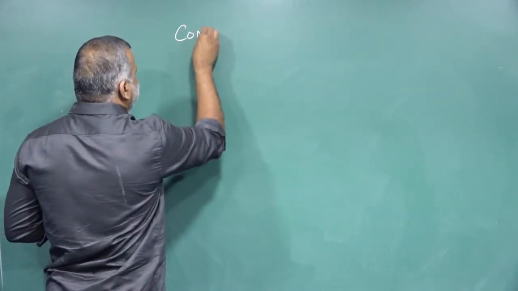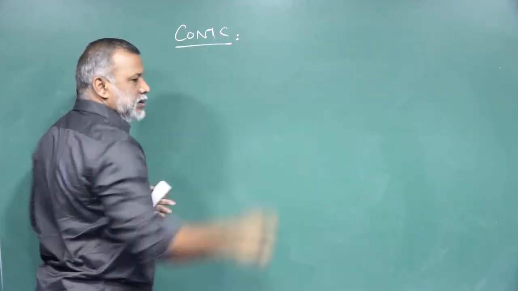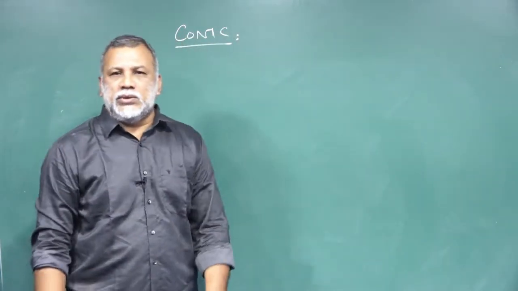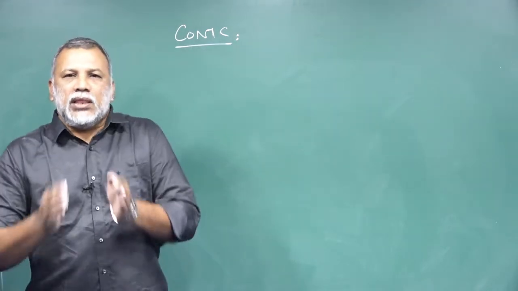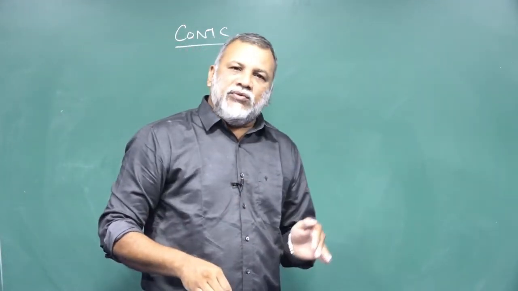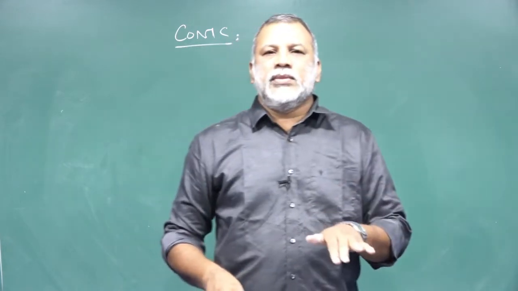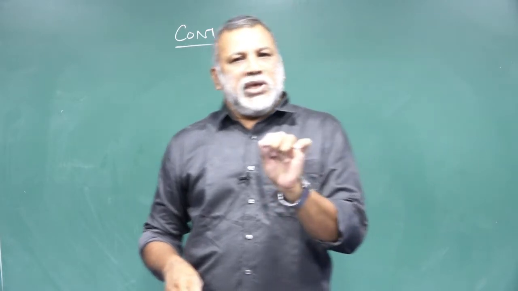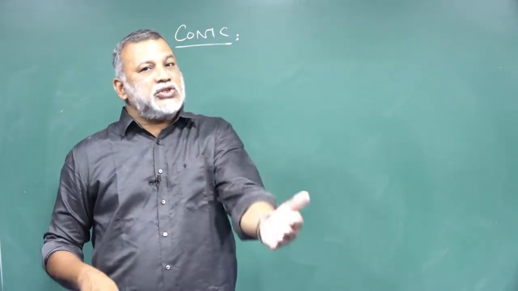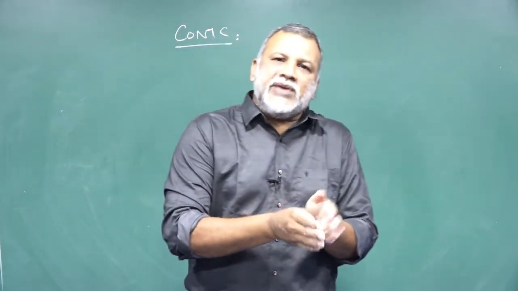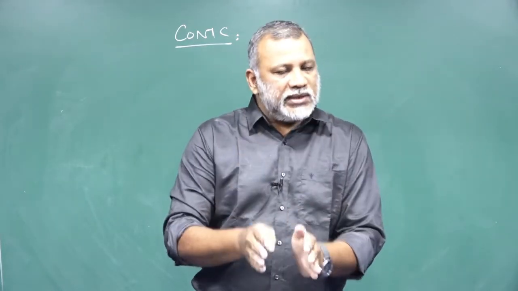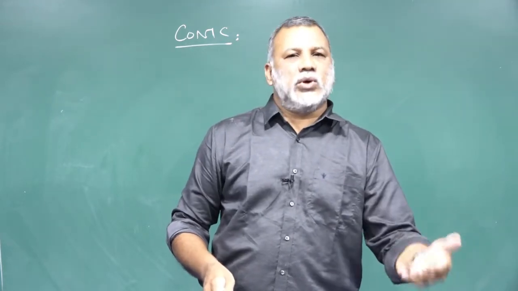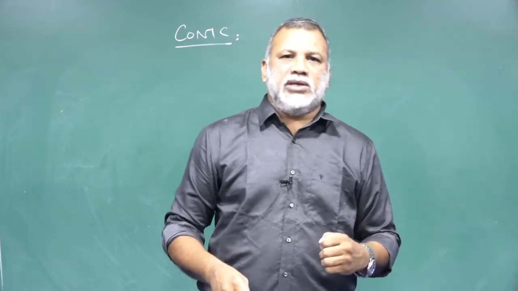Now it is a definition. What is the meaning of conic? The locus of a point. Once again, listen carefully to the definition. The locus of a point which moves in a plane such that the distance from a fixed point bears a constant ratio to the distance from a fixed straight line. Once again, listen: the locus of a point. Already we explained the meaning of locus: the path traced by a moving point.